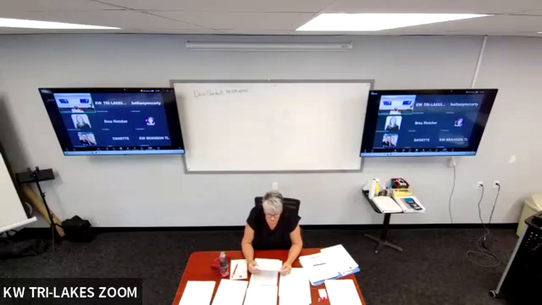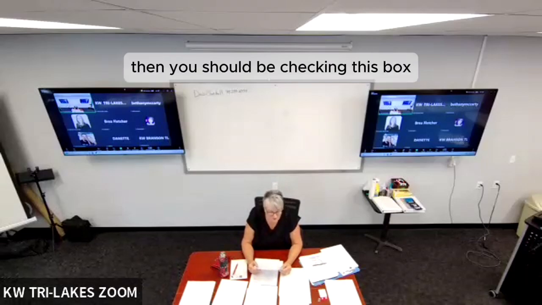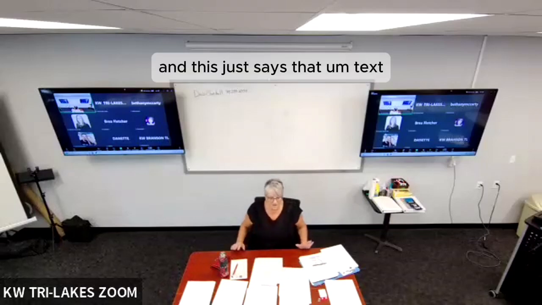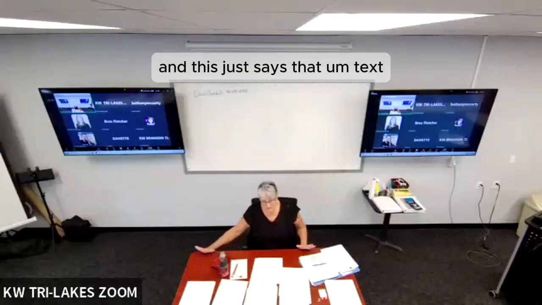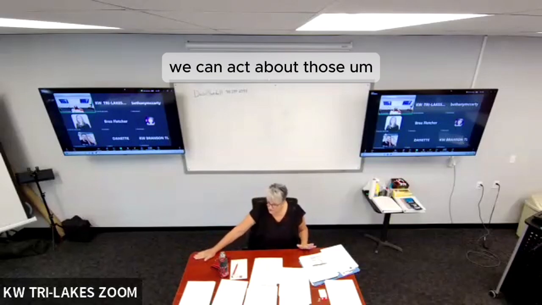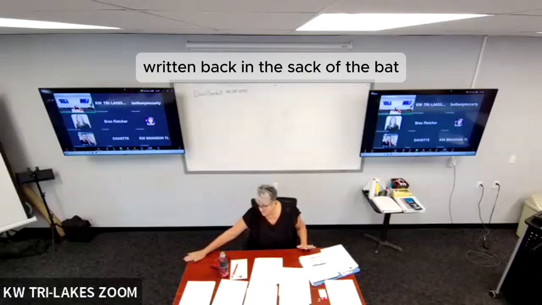Line 325, if you fill out an email address under the owner's names, then you should be checking this box. And this just says that text, email, verbal communications are okay. We can act upon those communications and then follow up with written documents after the fact.